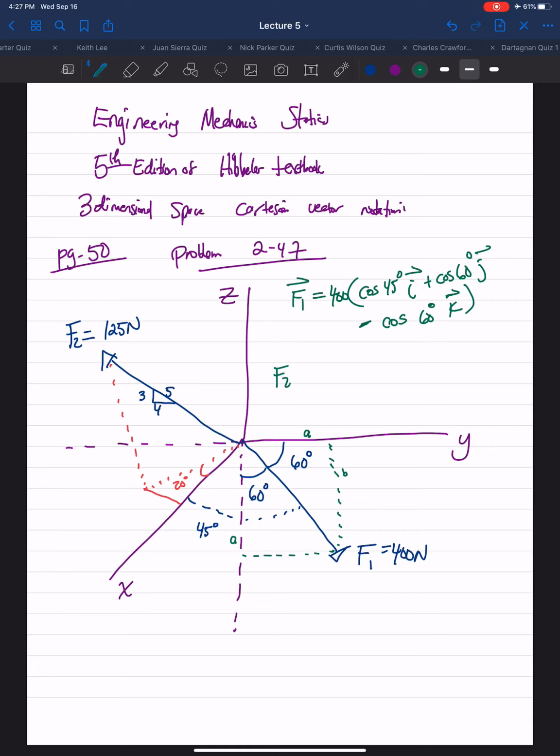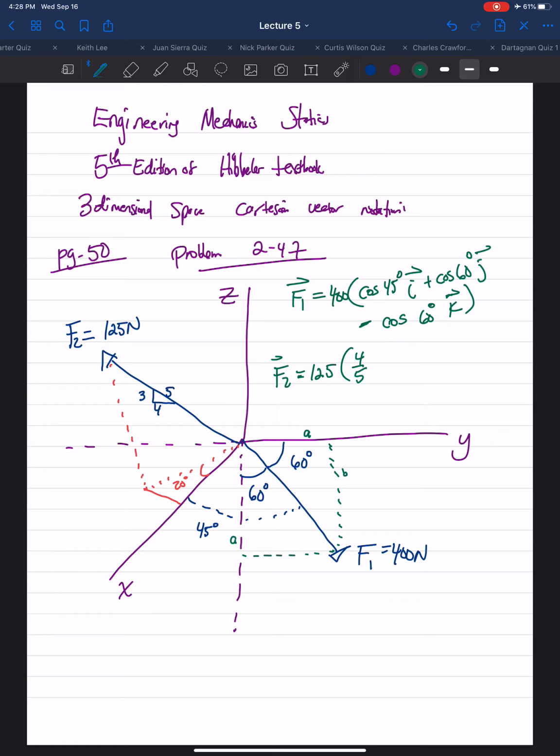Force vector F2 is given as 125 newtons in magnitude. So we said the 3-4-5 triangle on F2, utilizing that, we can get the XY plane component of F2, but we have to do a further angle analysis to get the actual x and y components of F2. So the 4/5 ratio of the angle gives us the horizontal leg here, which brings us into the XY plane. So multiply that by 4/5.